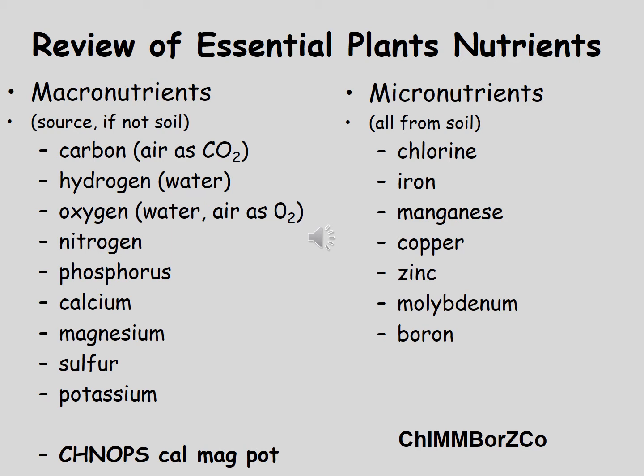Micronutrients are essential, but they're needed in trace amounts, very small amounts. Some of them are chlorine, iron, manganese, copper, zinc, molybdenum, and boron. An acronym for that that some of my City College students made up was Chimborazo, using some of the first letters of all of those. Think of micronutrients kind of like micronutrients for humans. Iron is also a human micronutrient. We don't need a lot of it, but we have to have that little amount or we won't do too well. So these are all the same for plants.